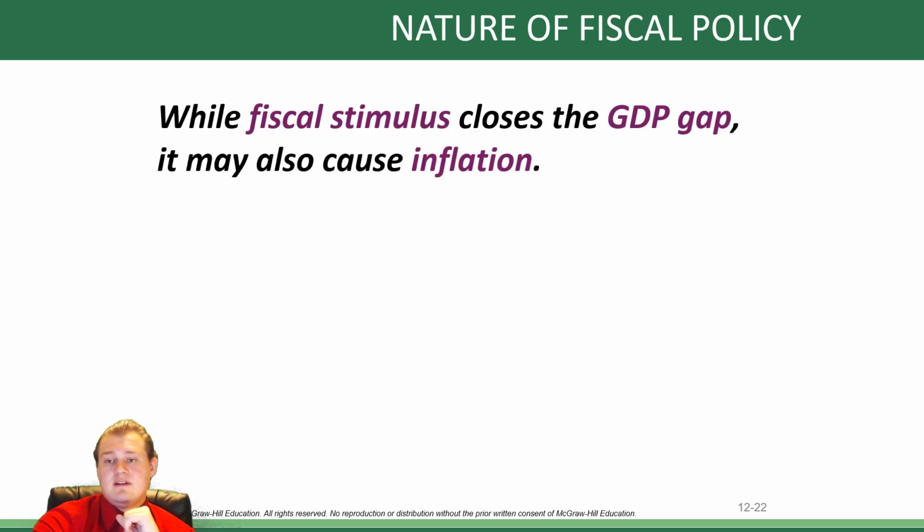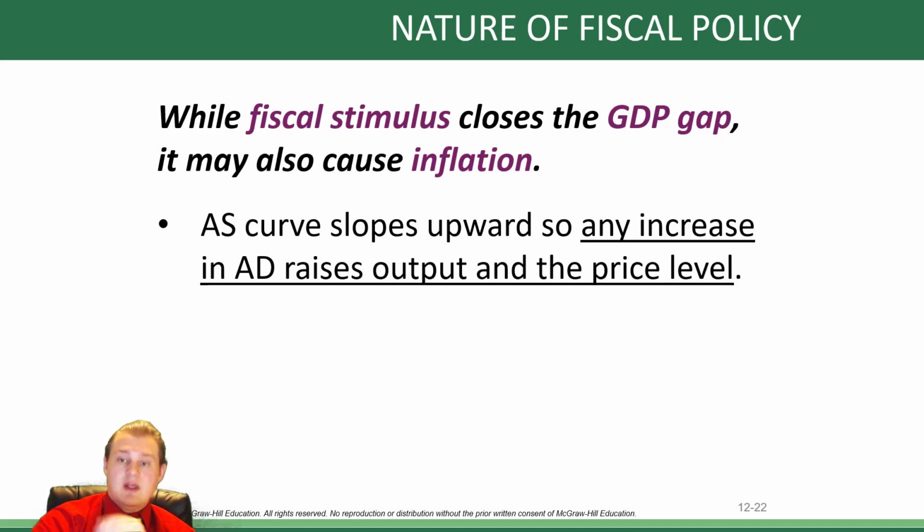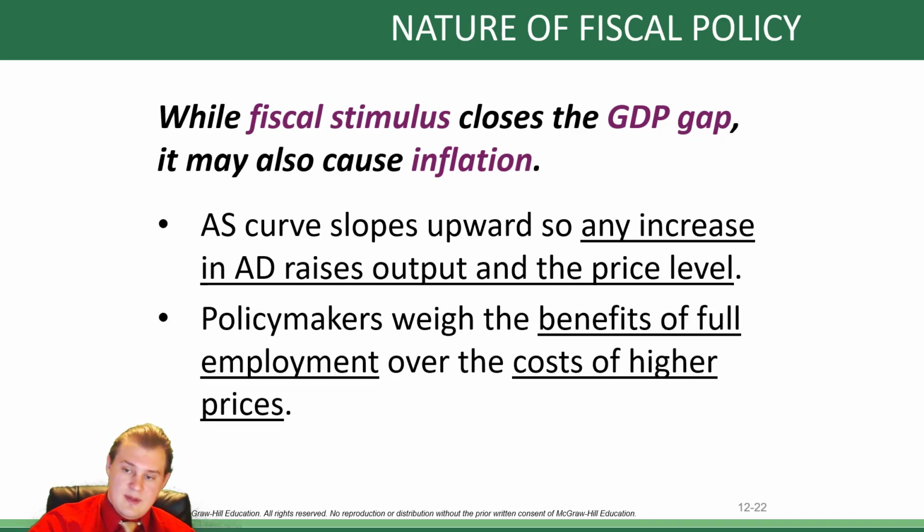While fiscal stimulus closes the GDP gap, it may also cause inflation. We've gone over this several times. You will have some inflation anyway, but you just don't want too much inflation. The AS curve slopes upwards, so any increase in AD raises output and the price level. What they're trying to do is balance. Policy makers weigh the benefits of full employment against the cost of higher prices, and they're trying to find that efficient balance point where they feel they're doing good.